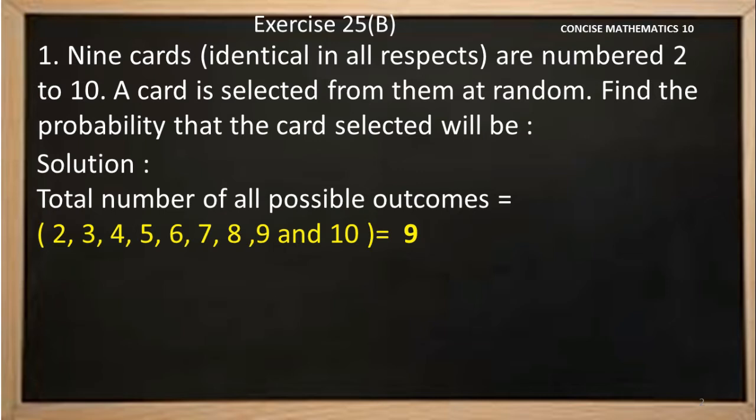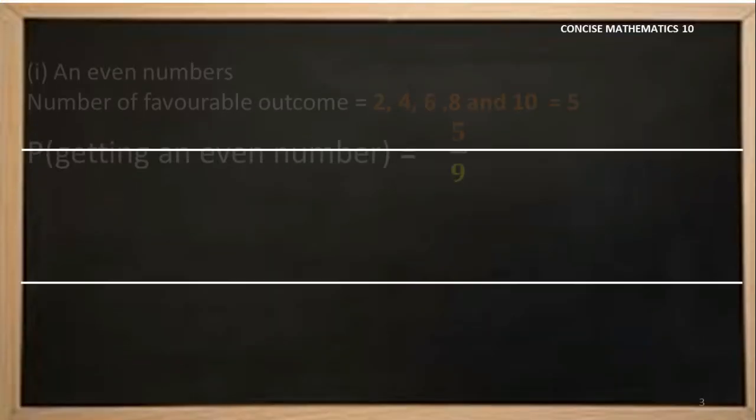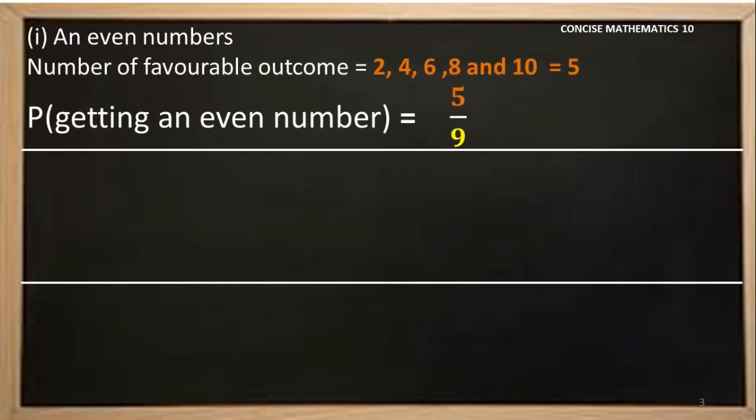Now let us see how we can choose the number and find the probability. The first sub question is to get an even number. Kindly note down all the possible outcomes, children. It is easy to count. So which are the even numbers? 2, 4, 6, 8 and 10 are the favorable outcomes. If you count, then there are 5 favorable outcomes. Hence the probability will be equal to 5 by 9.